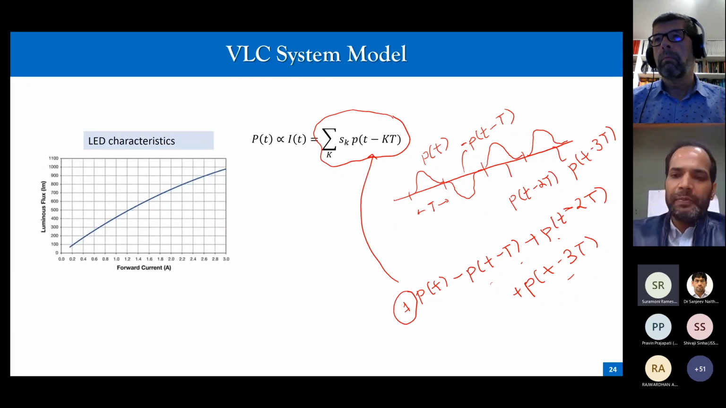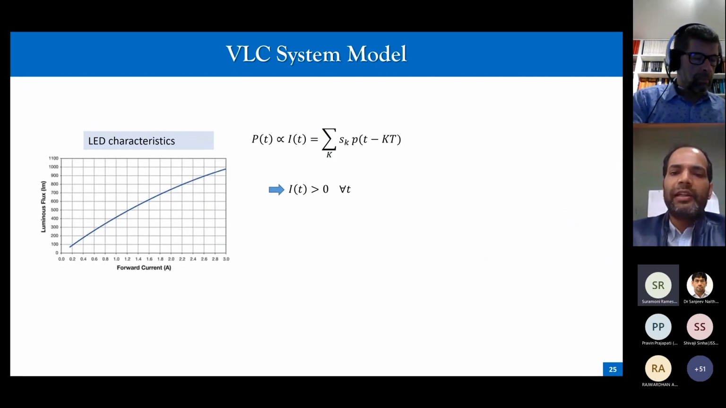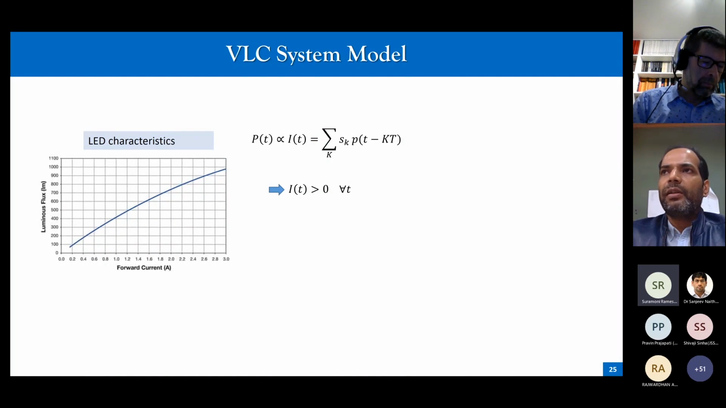I hope this is clear. The thing for a diode is that I(t) has to be strictly greater than 0. That is the first restriction, right? If you have I(t) negative, then of course this will not be passed by the LED. So for P(t) being proportional to I(t), there has to be one condition on I(t): I(t) has to be strictly positive for all time intervals.